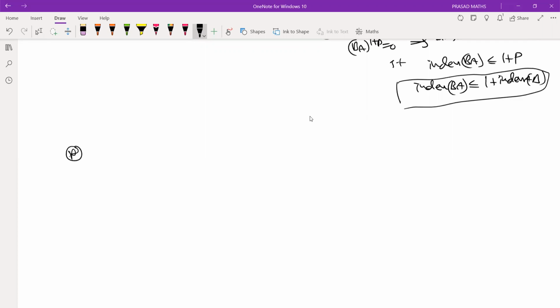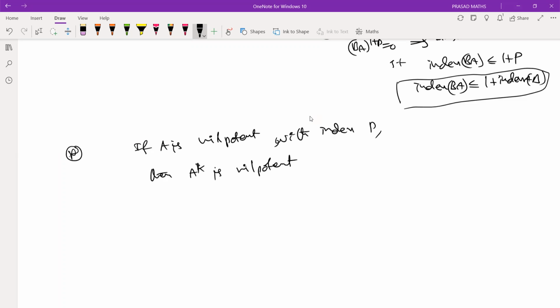Next is: if A is nilpotent with the index P, then A power K is also nilpotent with index ceiling of P by K. This is not the greatest integer function, this is a ceiling function. Smallest integer P by K.